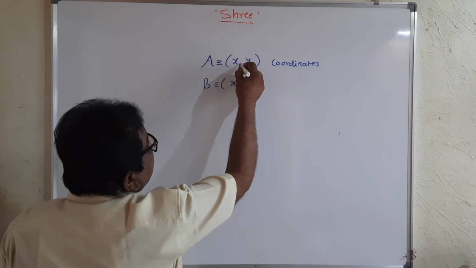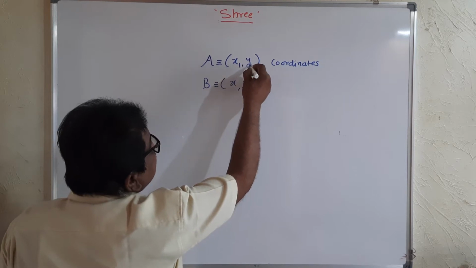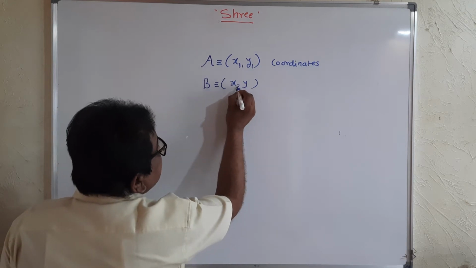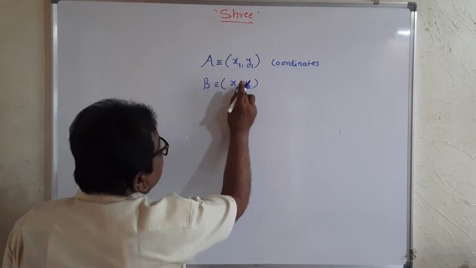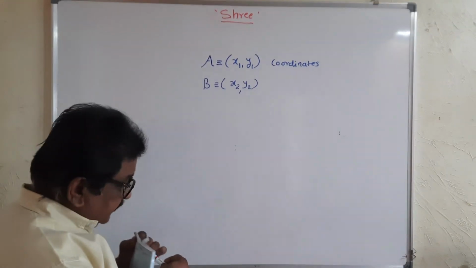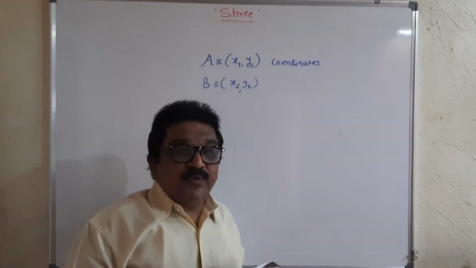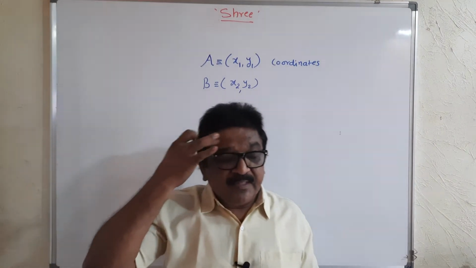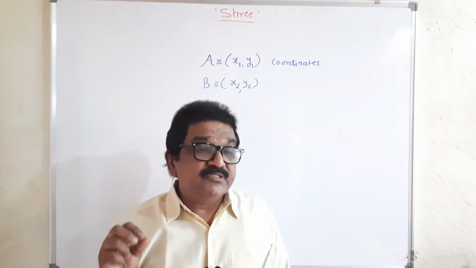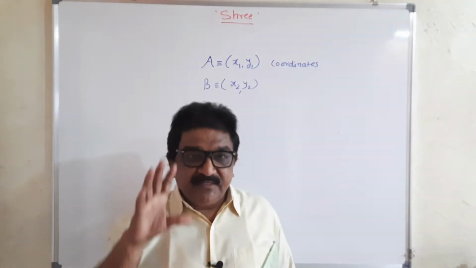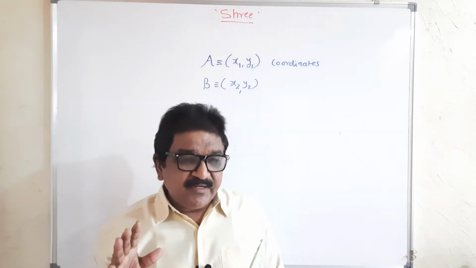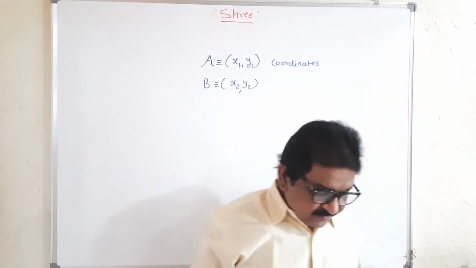So we are changing the names to x1, y1 for point A and x2, y2 for point B. By using these 2 points, how to find the distance between these two? Not simple distance, it is graphical distance. How to find? We will see the formula.